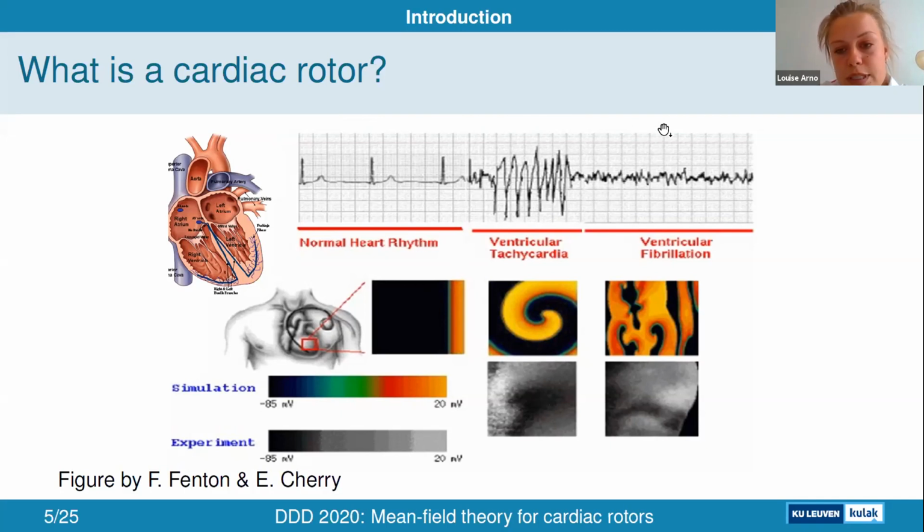And in the third part, we see ventricular fibrillation, and this means that the lower part of the heart contracts in a very chaotic way and also very poorly. And this we can connect again with multiple spiral waves in our simulations. That is again confirmed by experiments. And so we see a clear connection between cardiac arrhythmias and cardiac rotors.